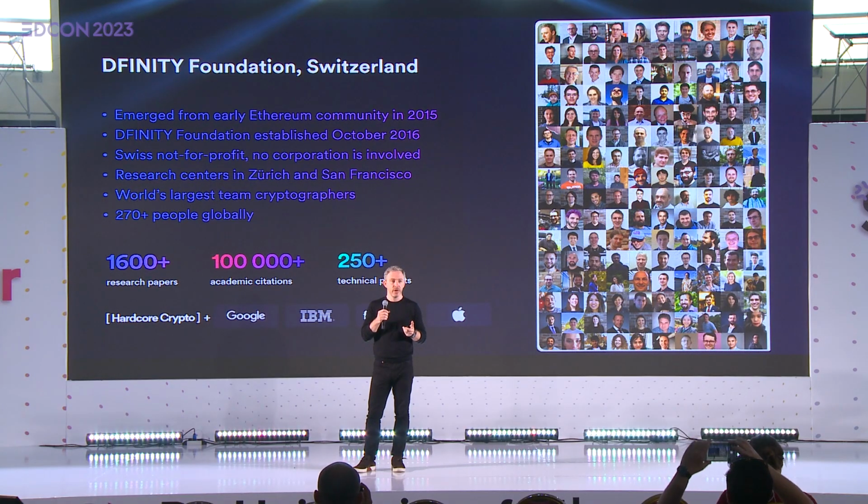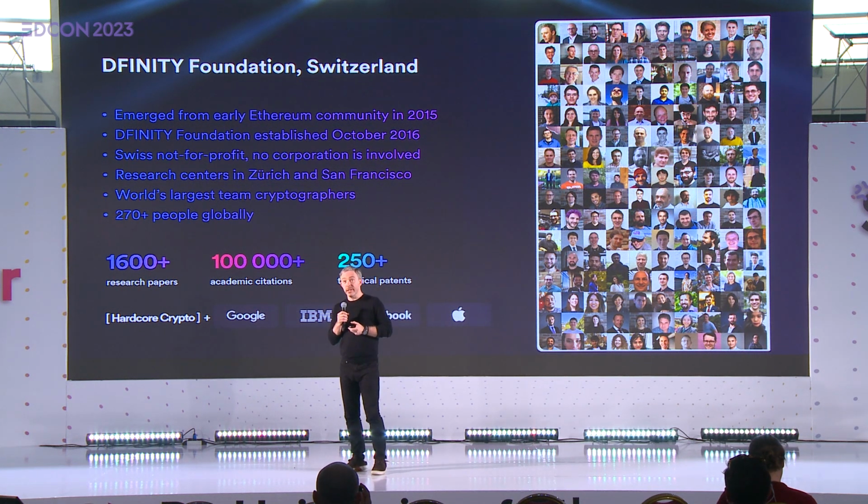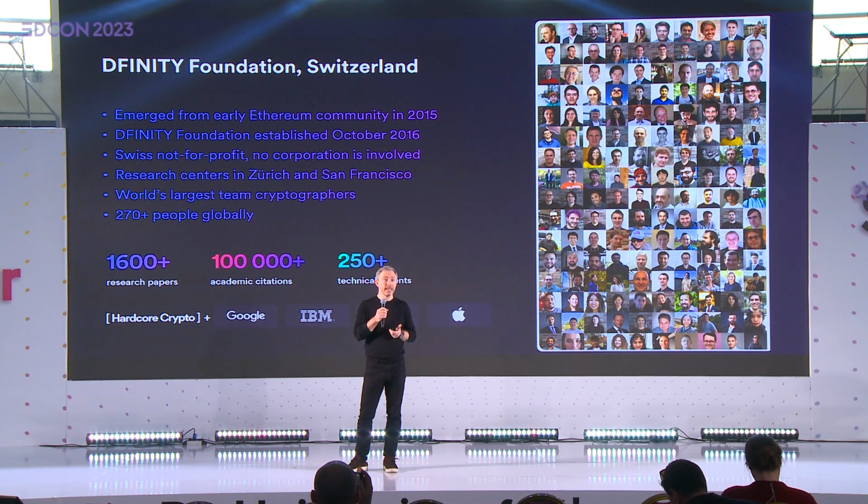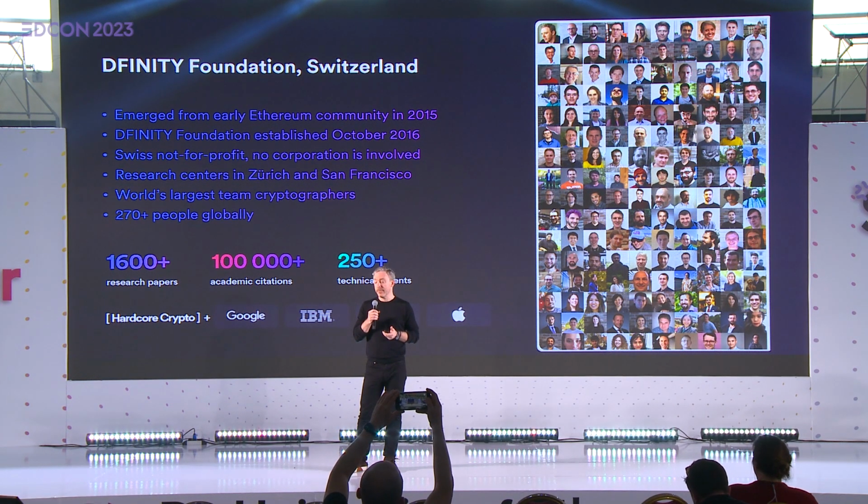So I work at Dfinity Foundation, based in Switzerland. There's no company involved in the Internet Computer project. Established in 2016, with research that began in 2015. We're a not-for-profit. We actually have, I think, the world's largest team of famous and well-cited cryptographers. Probably the biggest R&D team in crypto, and it's been running for years. About 270 plus people globally.